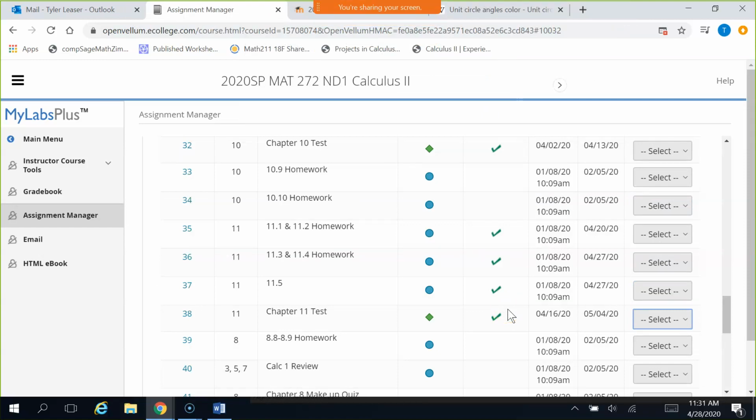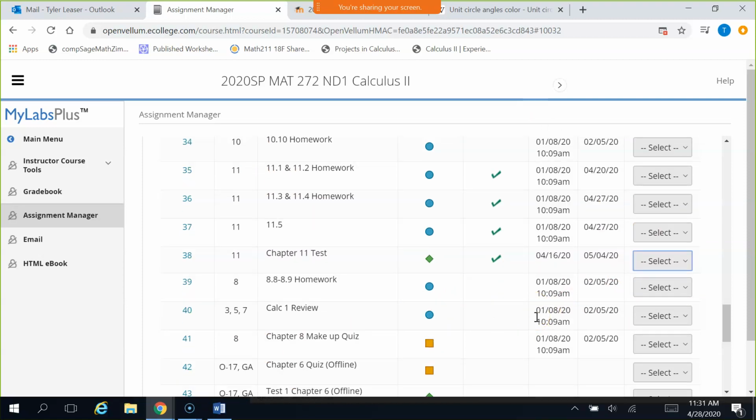Last call. Any other Chapter 11 things? Everybody feel pretty good about the test? Most of them would be short. Like, most of them are just converting Cartesian to polar, or converting from the parametric to Cartesian stuff.